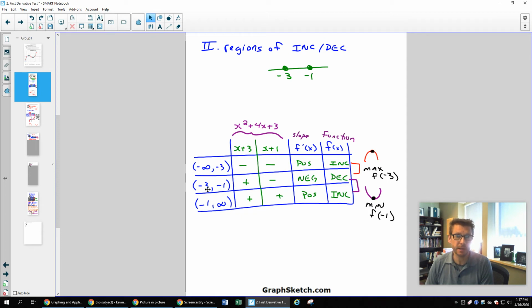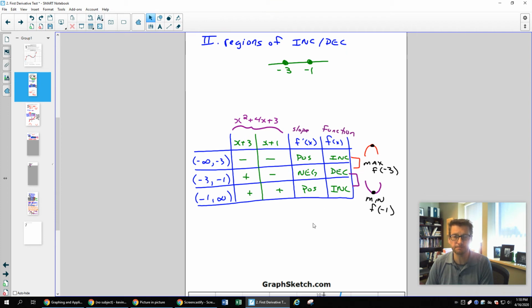And then same thing from -3 to -1. Pick any number you want. Like if you put -2 or -2.5 or -1.5 in the function, it's going to give you a negative value in your derivative. Or if you break it apart by factors, -1.5 or -2 plus 3, that's a positive number. But -1.5 or -2 or -2.5 plus 1 is going to be a negative number. So I get a positive times a negative, and those factors give me a negative slope, which means my function is decreasing. And the same thing happens then with -1 to infinity.